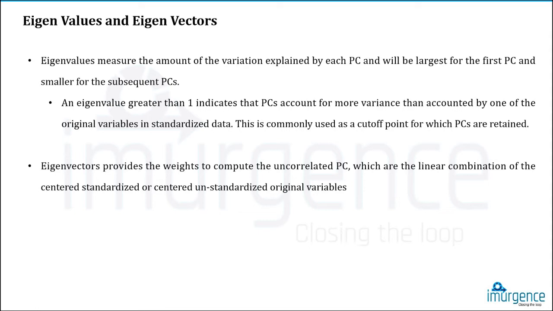Now an eigenvalue of greater than 1 indicates that the principal component accounts for more variance than that accounted for by the original variable in standardized data, and this is commonly called the cutoff point for which principal components are retained. Eigenvalues provide the weights to compute the uncorrelated principal components, which are linear combinations of the centered, standardized, or centered, unstandardized original variables. So one thing is very clear: it's a transformation from multiple dimensions to a few dimensions. It's a variable reduction technique in a way.